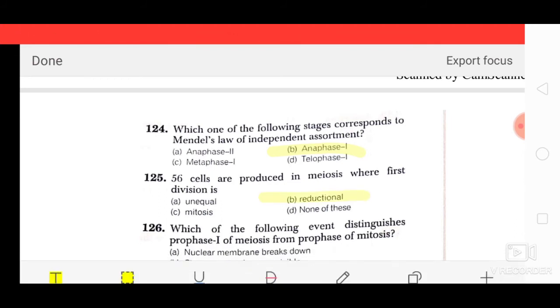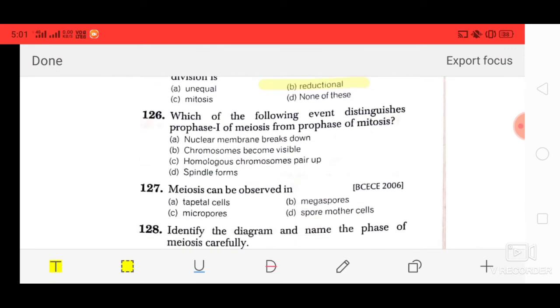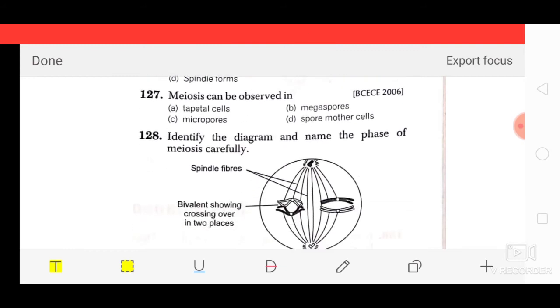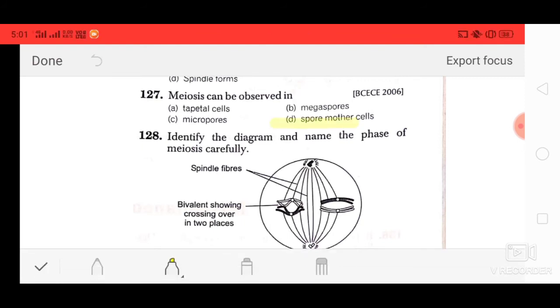Okay, next is which of the following events distinguishes prophase 1 of meiosis from prophase of mitosis. And the correct answer of this question is option number C, that is homologous chromosomes pair up. Next is meiosis can be observed in, and the options are tapetal cells, megaspore, microspore, and spore mother cell, and the correct answer is spore mother cell, that is option number D.